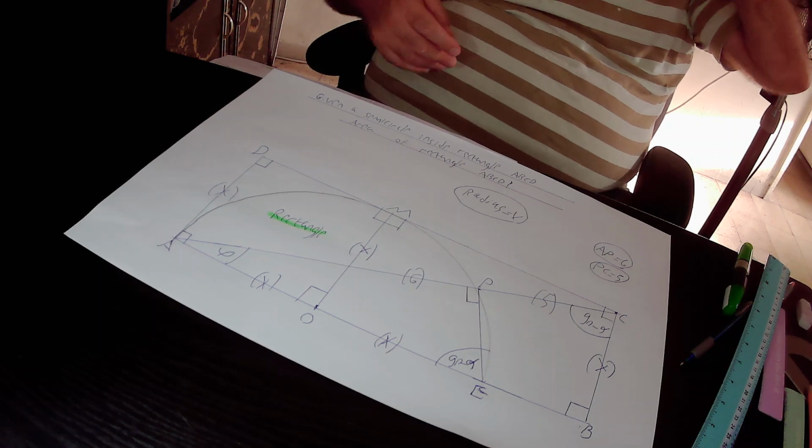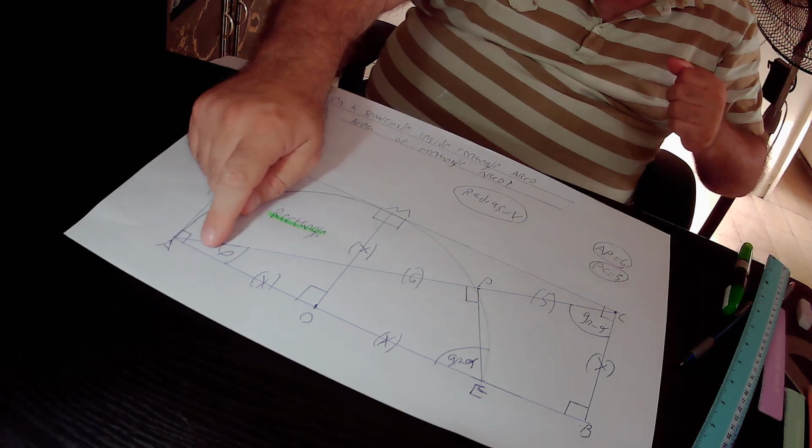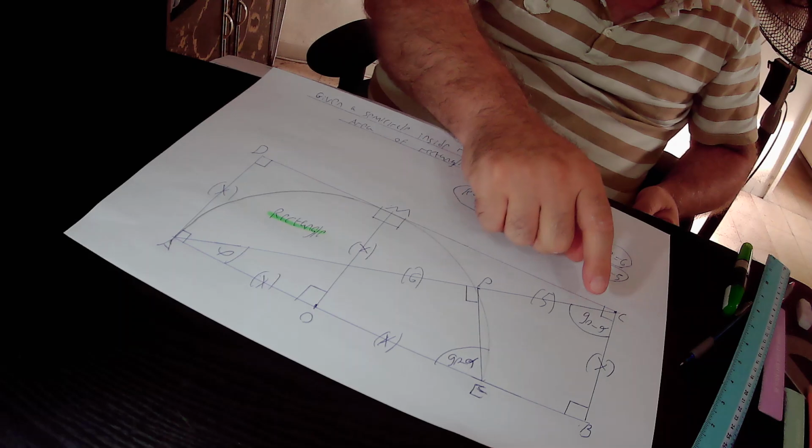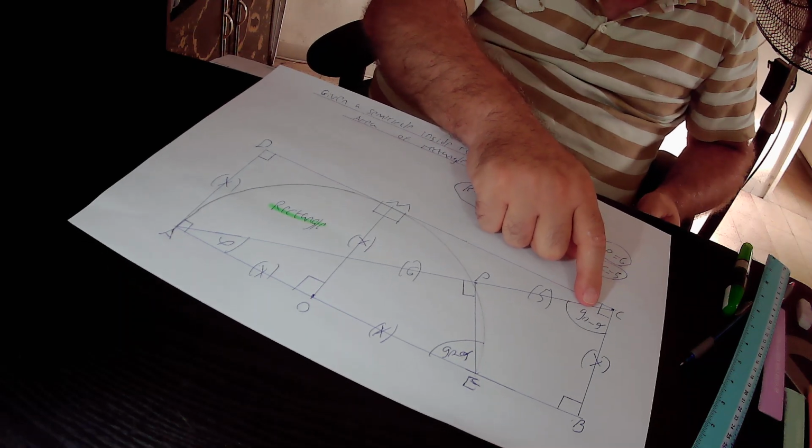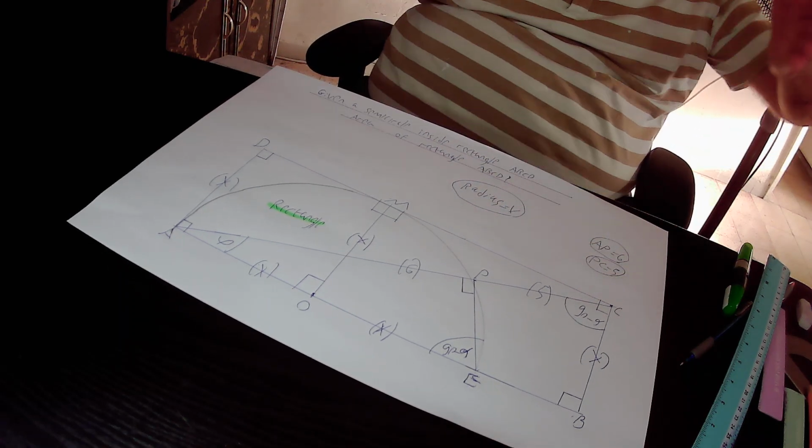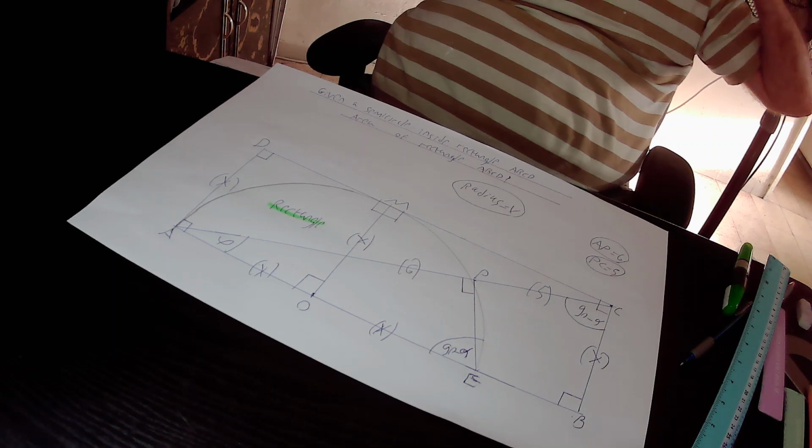Likewise, in the big right angle ABC, this angle equals alpha, this angle equals 90 degrees. Therefore, this first angle must be equal to 90 degrees minus alpha. According to the sum rule, the sum of the angles in the triangle is equal to 180 degrees.